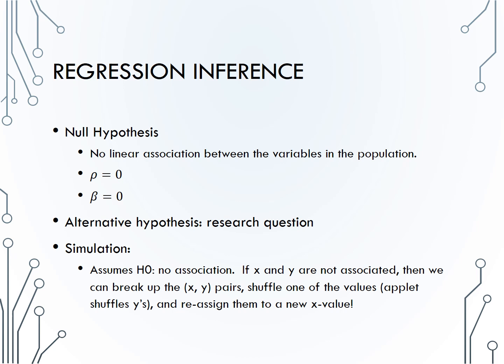To conduct this simulation, remember we always assume that the null hypothesis is true, or that there is no association between our variables in this case. If x and y are not related, then we can just break up the xy pairs, shuffle one of the values, and then reassign them to create a new scatter plot. The applet specifically shuffles the y values, but you could shuffle the x's if that's what you wanted to do.